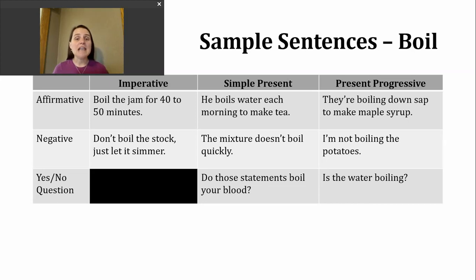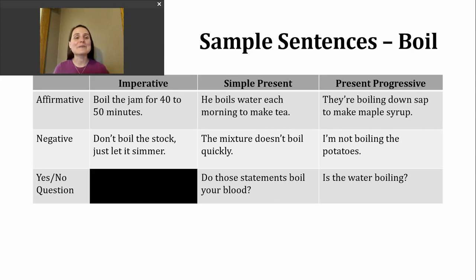If my subject had been two people, so they, right, I would take that S off the verb, and then the sentence could be the exact same after that. If I want to make a negative sentence in the simple present, I'm going to use does not and then the base verb if my subject is he, she, or it.